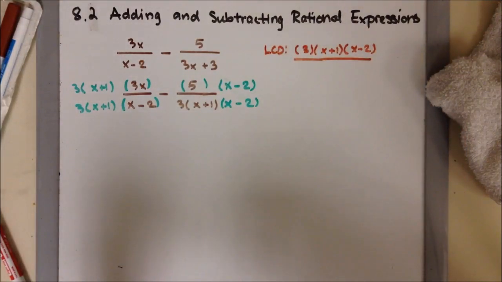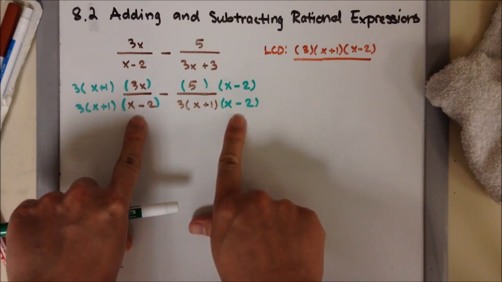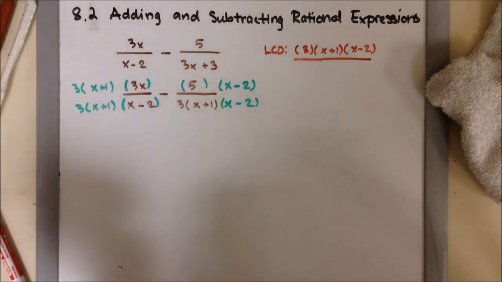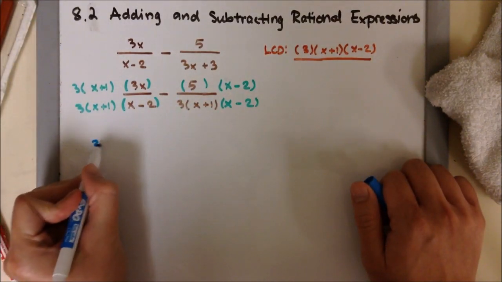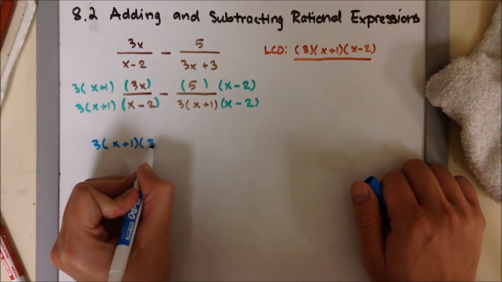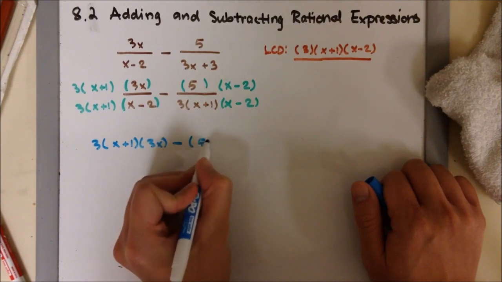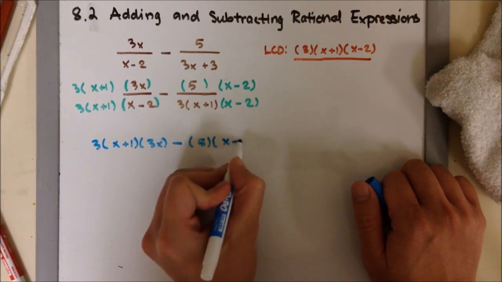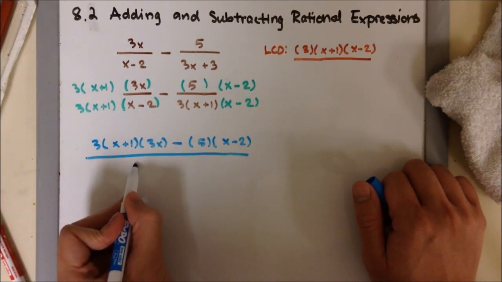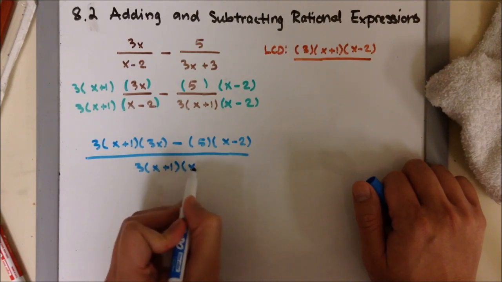Alright, so comparing the denominators, we have a 3, we have the x plus 1, we have the x minus 2, so I'm going to combine as one big fraction. I'm going to have 3 times x plus 1 times 3x minus, now I'm going to put the 5 in parentheses, and it's multiplying by the x minus 2, over my LCD, which is 3 times x plus 1 times x minus 2.